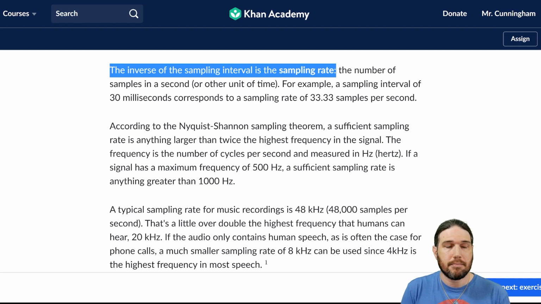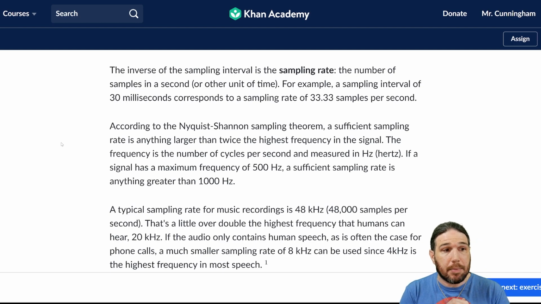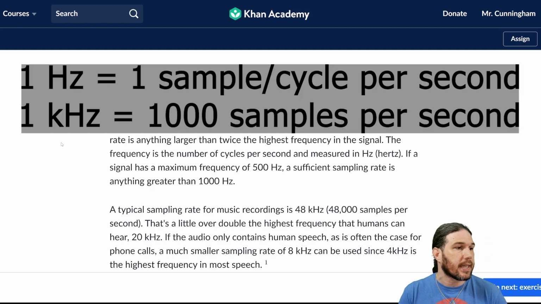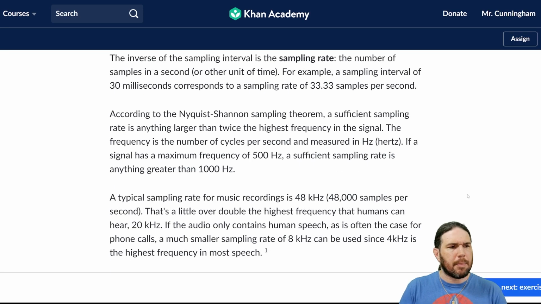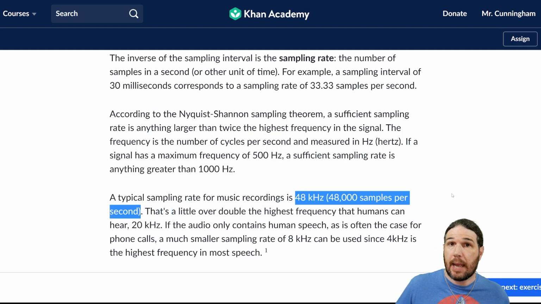They're connected, they're inverses, but you need to make sure you know which one you're working with at any given time. According to the Nyquist-Shannon sampling theorem, a sufficient sampling rate is anything larger than twice the highest frequency in the signal. The frequency is the number of cycles per second and measured in hertz, which I believe is cycles per second. If a signal has a maximum frequency of 500 hertz, a sufficient sampling rate is anything greater than 1000 hertz.